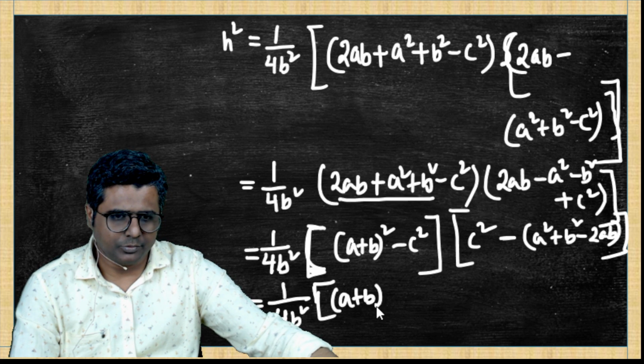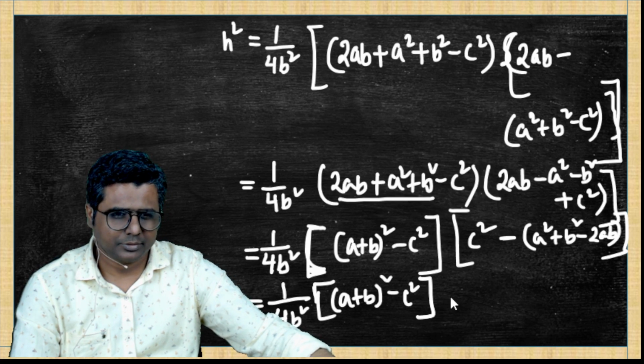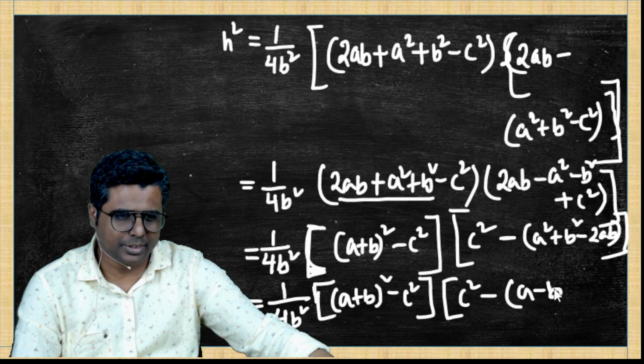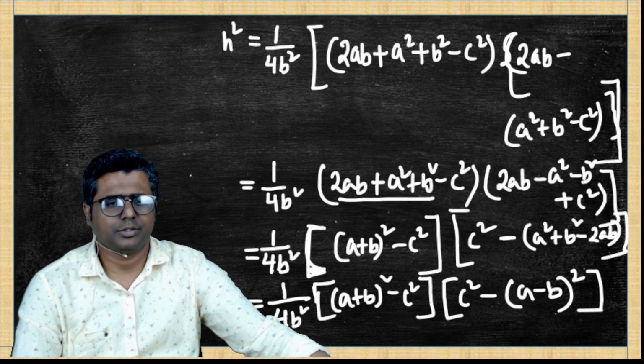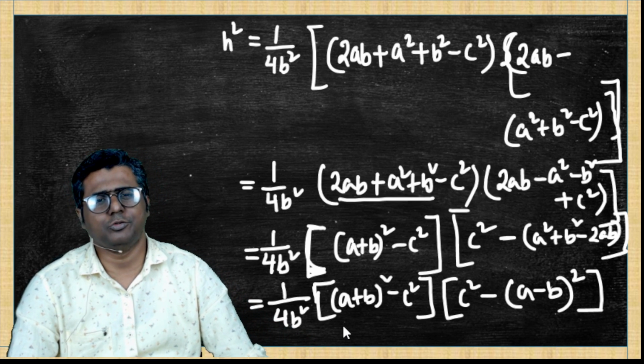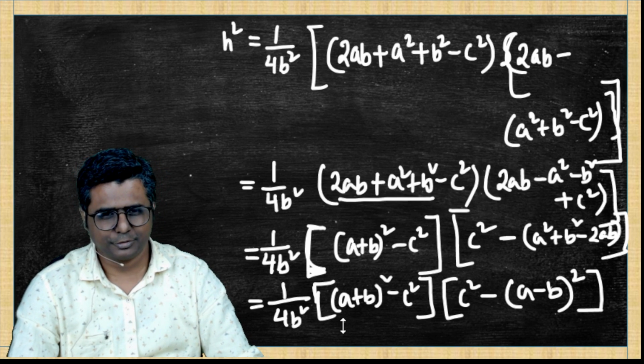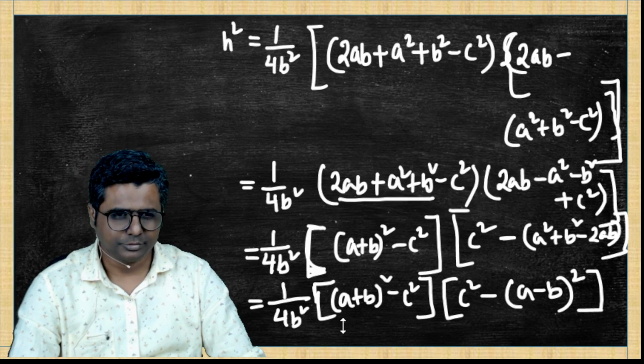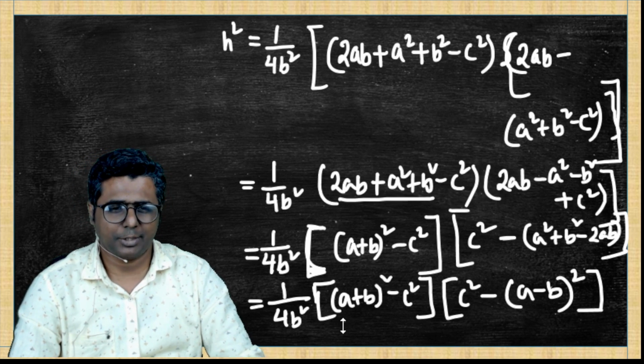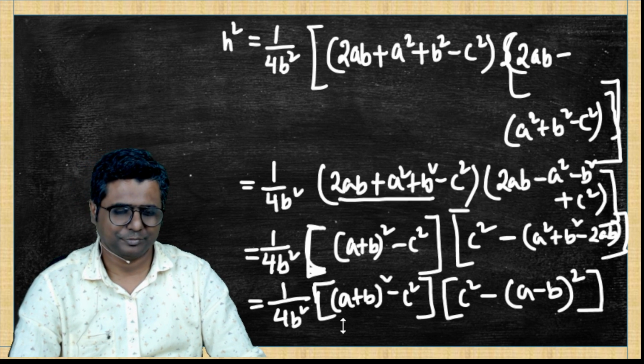(a plus b) whole square minus c square. Here it is c square minus (a minus b) whole square. Again I am getting a difference of two squares. So beautiful. God is really helping us, right? So with the help of God, we are going to go to the next page. Up till now everything should be clear.